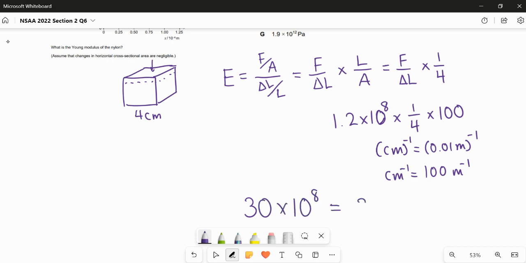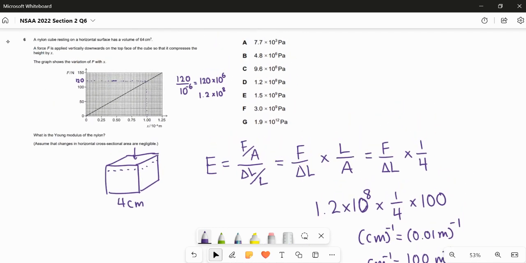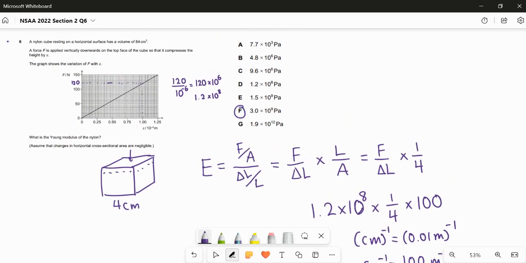Passing over that 10, we get 3 times 10 to the 9 newtons per meter squared, or Pascal, depending on what units the question would like to use. So the answer is F, 3 times 10 to the 9 Pascal.